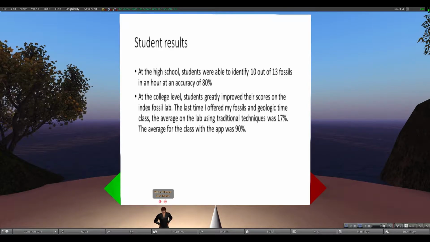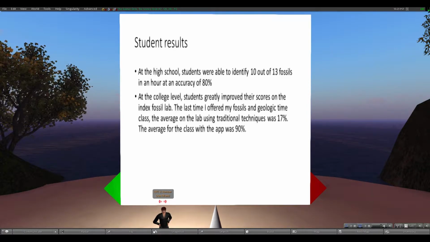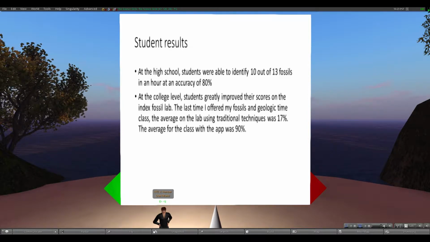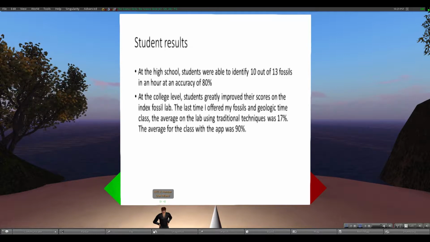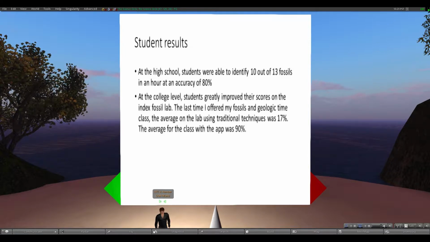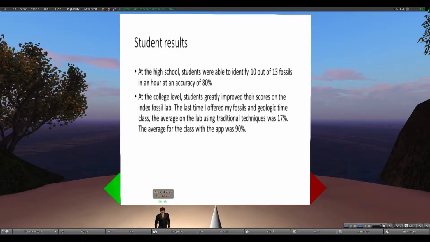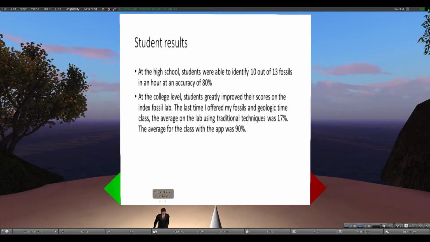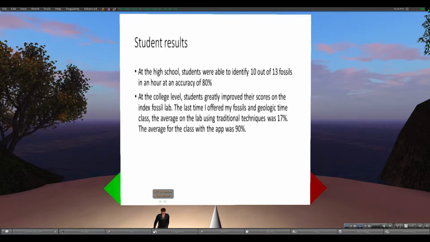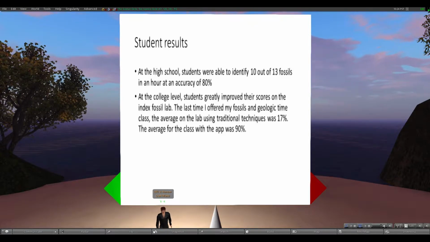The last time I offered the fossils class at Ferrum College, I had a number of students that just struggled with the material. They had a real hard time. They were interested in fossils, but they had trouble with the morphologic features and the taxonomy. And I remember I gave them a traditional index fossil lab, and the results were abysmal. I mean, the average was 17%. It's the worst I've ever seen it. My best students were bragging about getting 40% on that lab. And I'm going, well, what do I do? Because if I include those scores, most of them are going to fail the class.